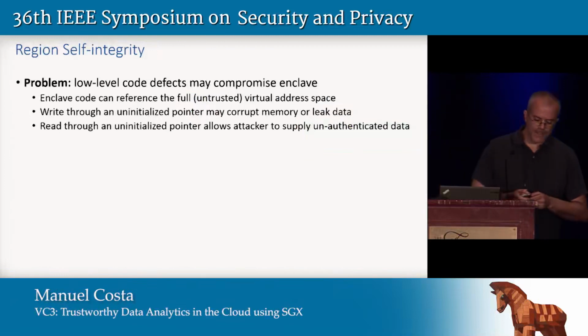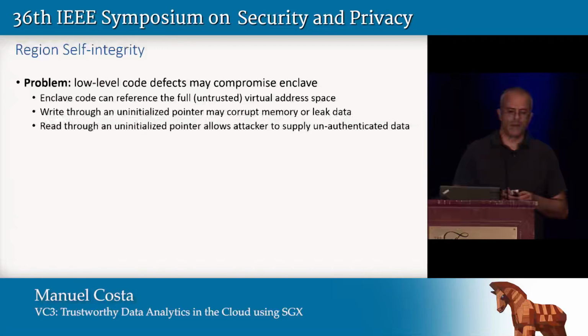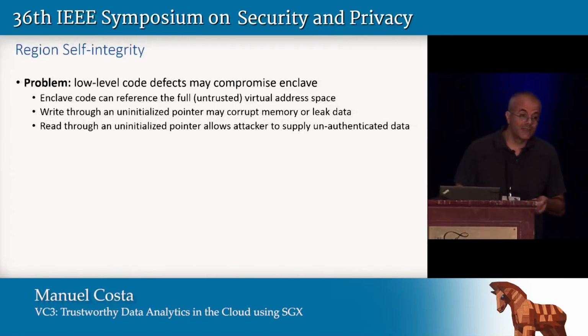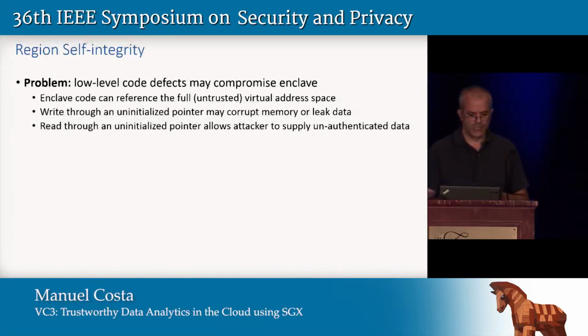So the other challenge that I wanted to address here is that this data analytics code that the users write in C++ may have low-level coding defects. And so if you have a defect like a write through an uninitialized pointer, you can easily corrupt memory or simply leak data by writing outside of the enclaves. And likewise, if you read through an uninitialized pointer, you may be reading unauthenticated data supplied by an attacker in the cloud.